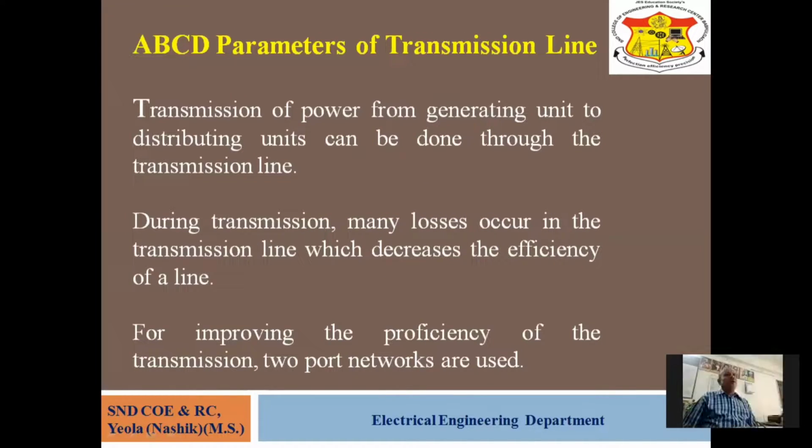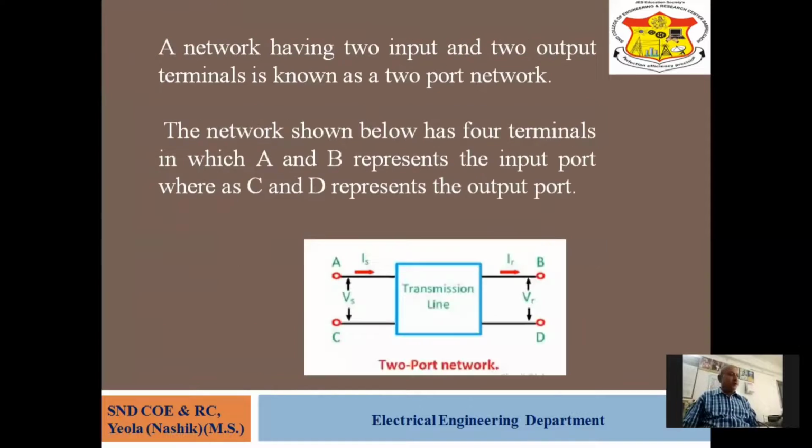First, we start with the ABCD parameters of the transmission line. Transmission of power from the generating unit to the distribution unit can be done through the transmission line. During transmission, many losses occur in the transmission line, which decrease the efficiency of the line. For improving the efficiency of the transmission, two-port networks are used.